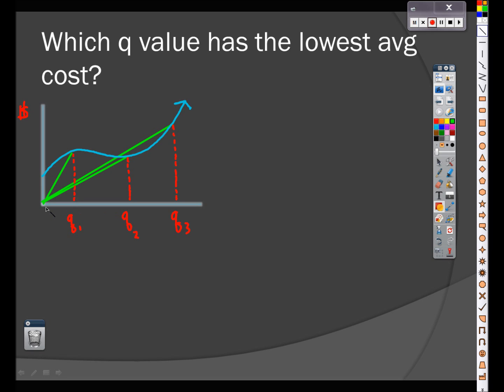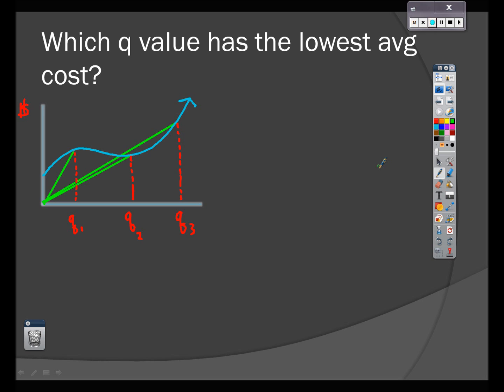The cost fluctuates up and down in blue, and if I connect from the origin up to the blue at Q1, that's how much it would cost on the average. The lowest average cost is going to be the one of these green lines with the smallest slope. In this case, that's going to happen at Q2.